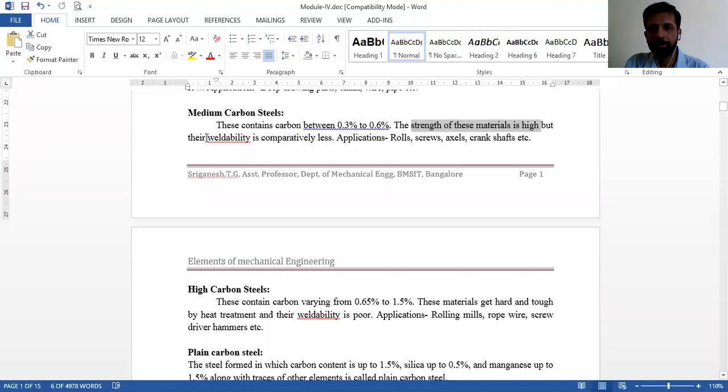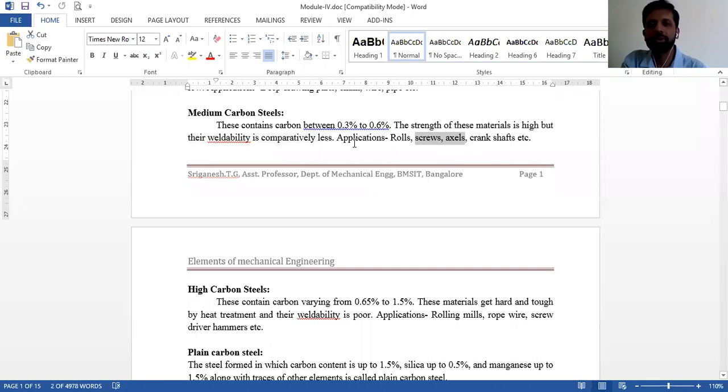They can still be welded, but comparatively less than low carbon steel. And this medium carbon steel, as I mentioned, will not get corroded as quickly as low carbon steel. So these have much more corrosion resistance properties. This is generally used in rollers, screws, axles, and crankshafts. All these are made up of medium carbon steels.